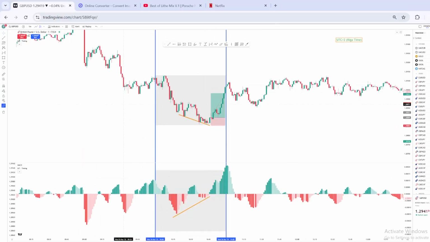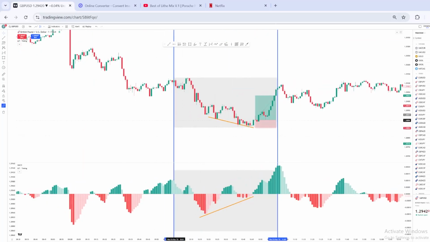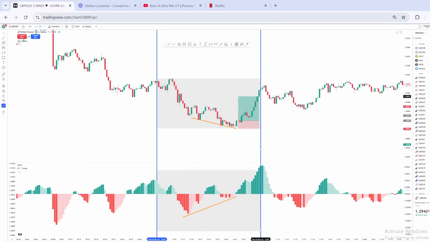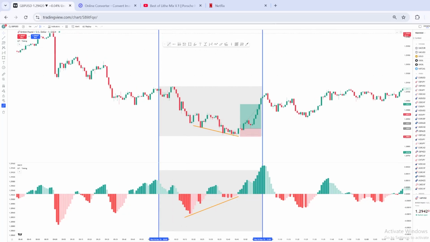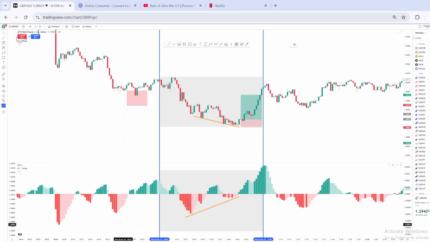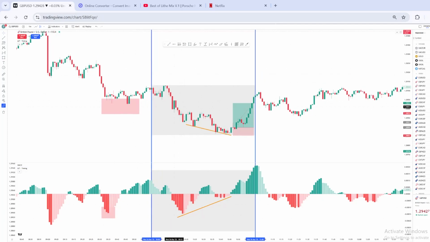So what do I mean by before the box? If this gray box is the box that I'm talking about, we can have one low here. Okay, I will count that. And if we have one low here on the histogram as well, I will count this one and I will count this one. Okay, this will be okay.